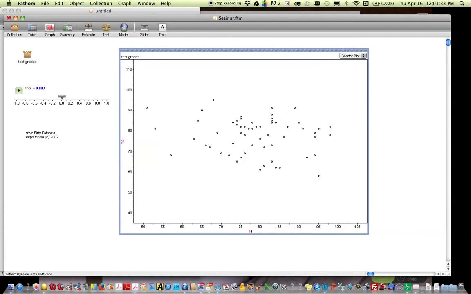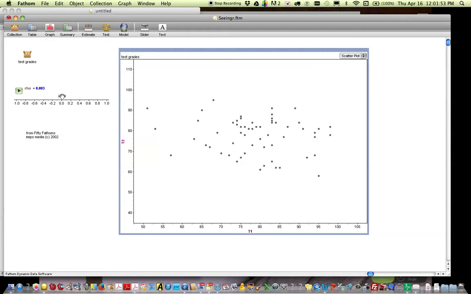The way this is set up is on a slider, and I've set the correlation coefficient over here to be 0.003. So the correlation in this picture is almost 0. If you end up with a correlation coefficient that's almost 0, this is what you're going to see: just a cloud of data.